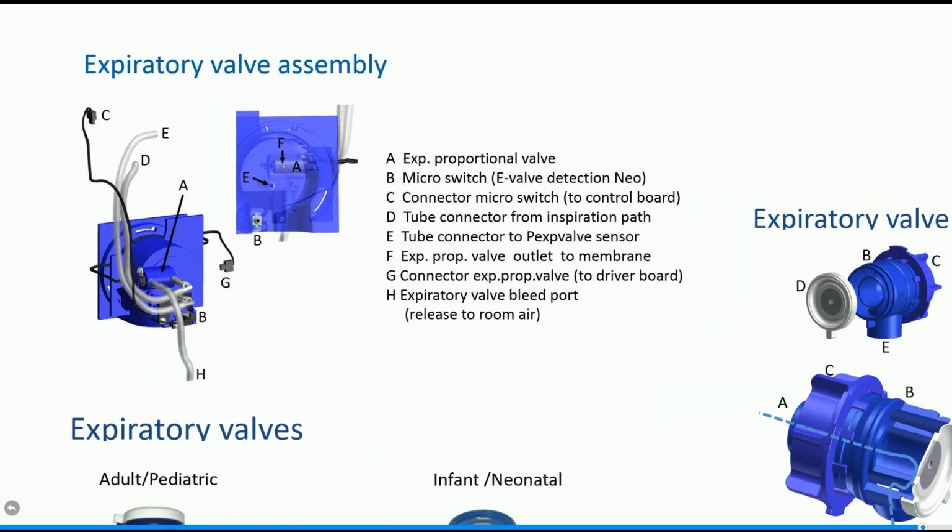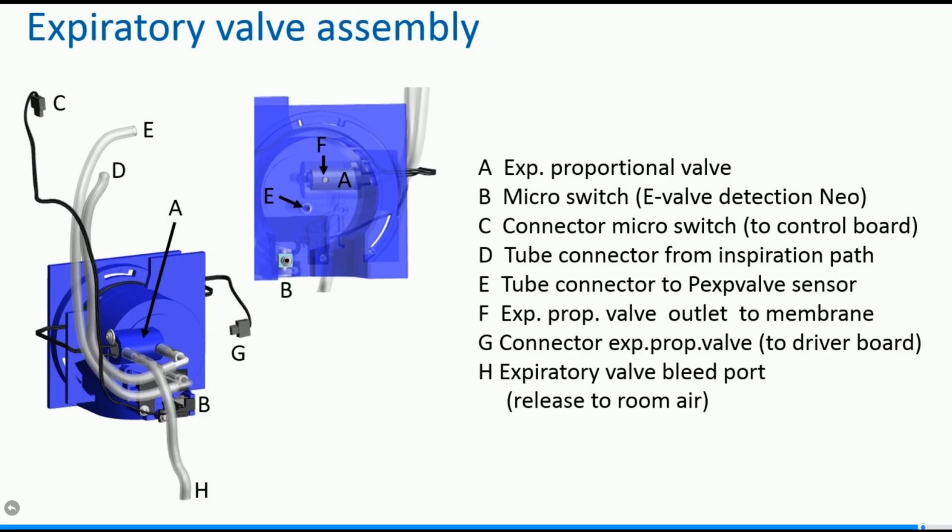With the help of air pressure coming from the inspiratory path, the expiratory proportional valve applies and maintains the PEEP level during the expiration phase and applies pressure during the inspiration phase to block exhalation. To make this principle work, the air delivered must also have a release. This is realized via the expiratory valve bleed port that leads the air to room air. The P expiratory valve pressure is measured by the PX valve pressure sensor located on the pressure sensor assembly. A microswitch recognizes if an adult or neonatal expiratory valve cover has been inserted.